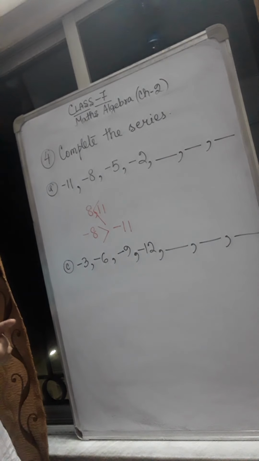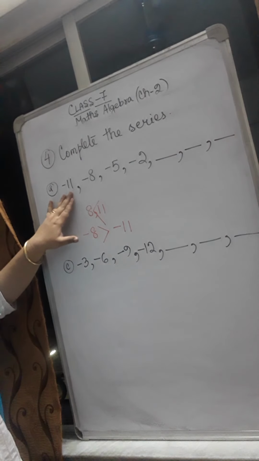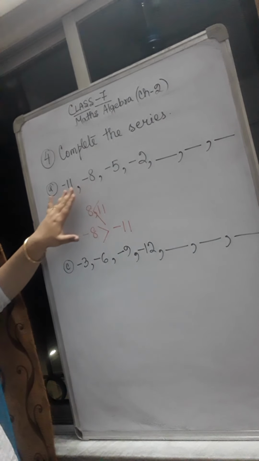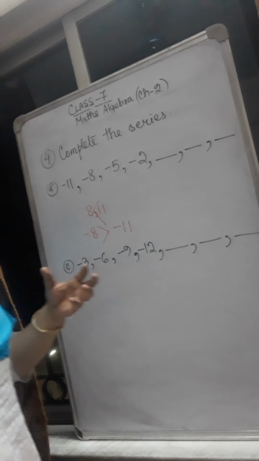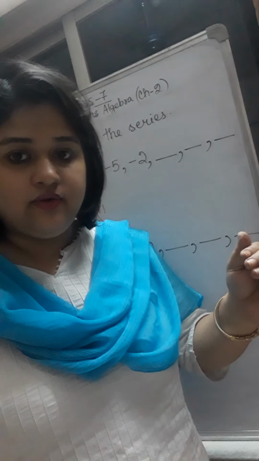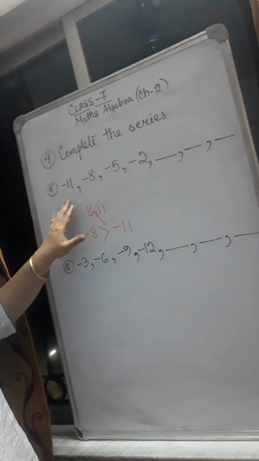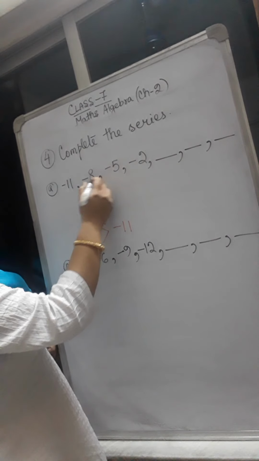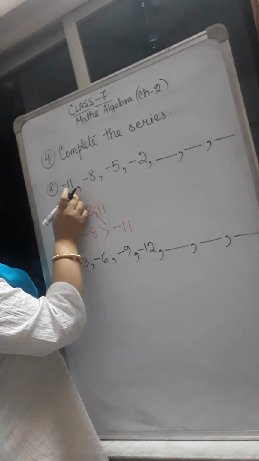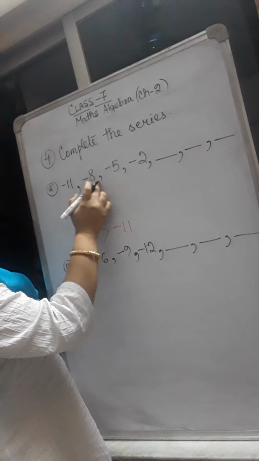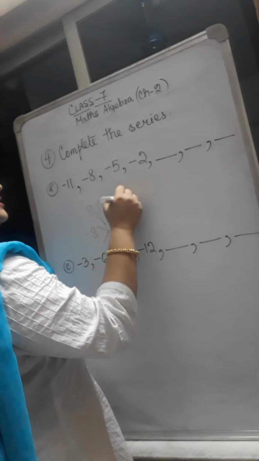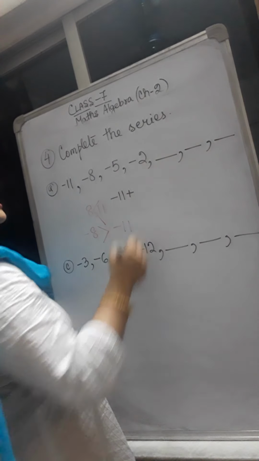That also means minus 11 is smaller than minus 8, or minus 8 is greater than minus 11. How to get the greater number? With the smaller number we need to add something to get the greater number. So if minus 11 is the smaller number and minus 8 is greater than minus 11, as just shown, that means with the smaller number I have to add something to get the greater number. So minus 11 plus how much can give me minus 8?